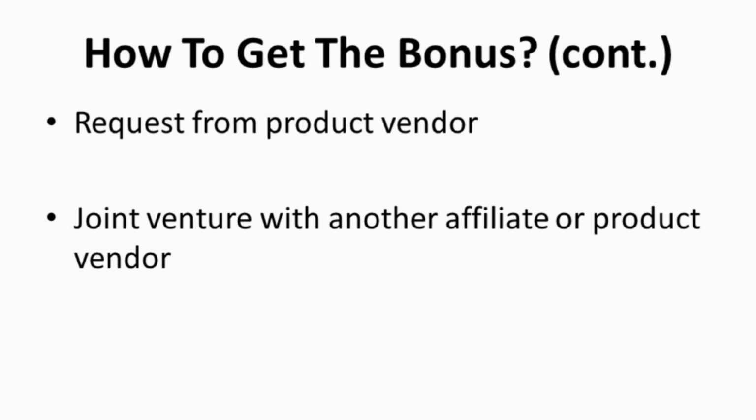If they don't, you can make a request from them. After all, the vendor would benefit from it as well. You don't have to depend on them to give the bonuses. You can also join venture with another affiliate or product vendor. From there, you can suggest the bonuses to them, and when an agreement is made, all parties can benefit.